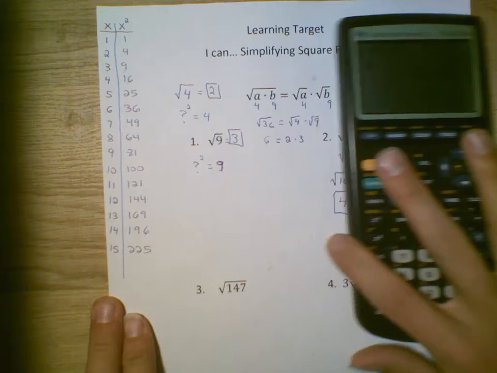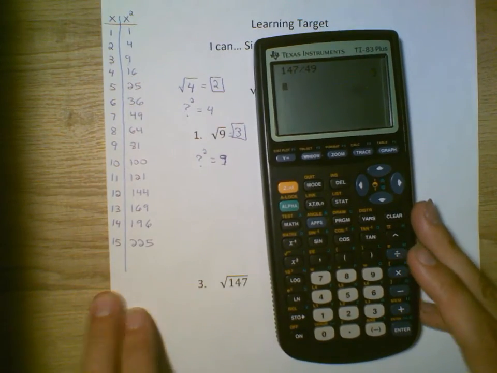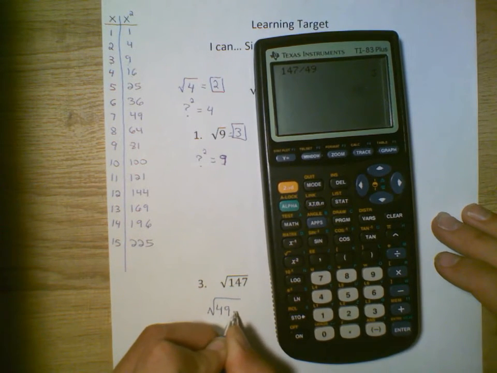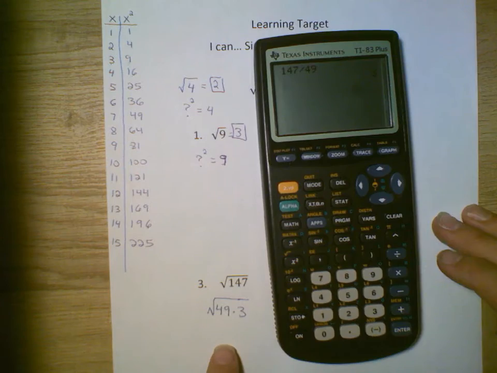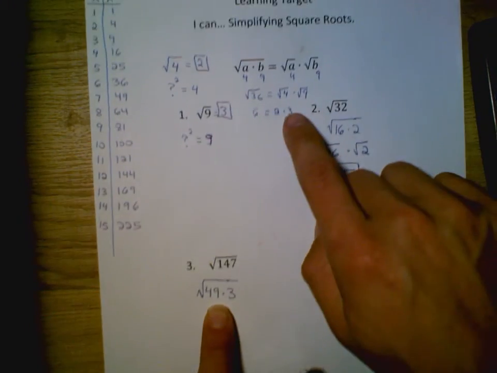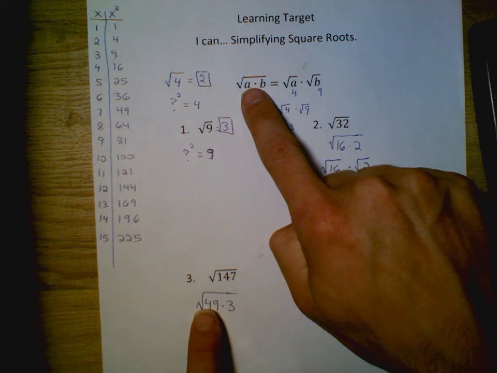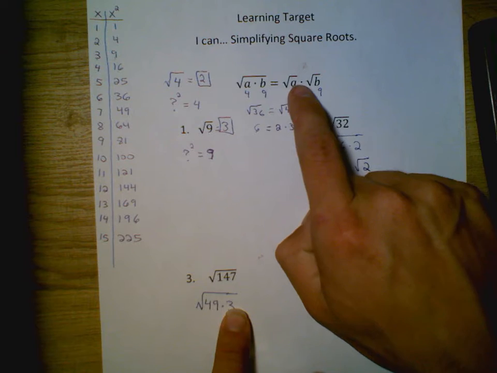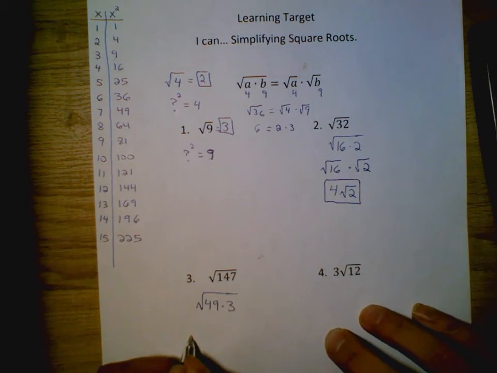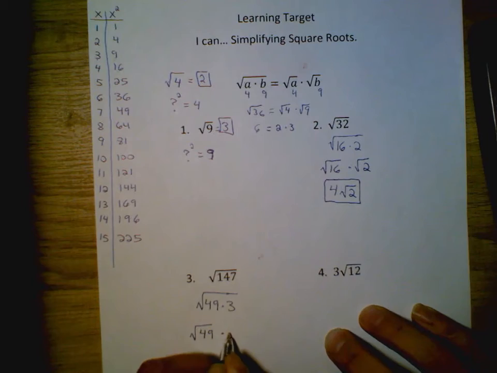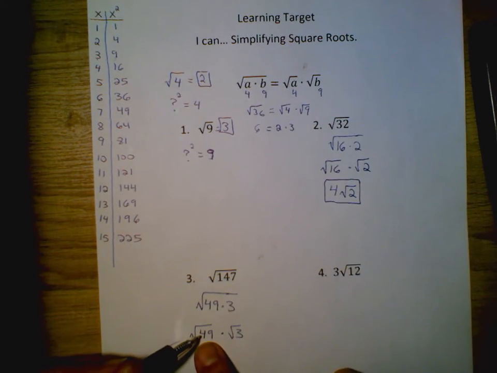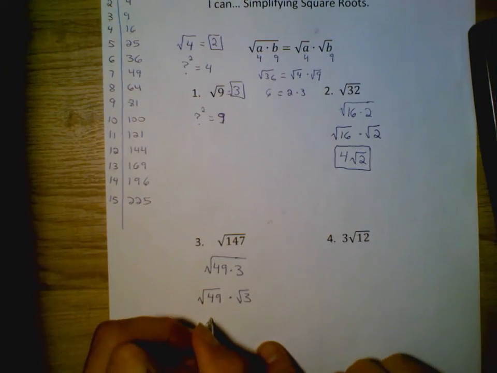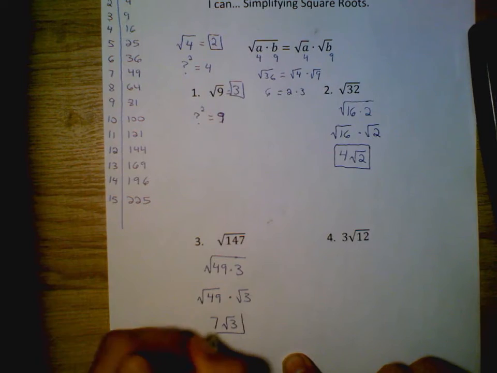So what that tells me is that I can break apart this 147. I can rewrite it as the square root of 49 times 3. Okay. And then just using this property from above, I know that if I have the square root of two numbers being multiplied, that's going to equal the square root of the first number times the square root of the second number. So I can rewrite this as the square root of 49 times the square root of 3. I know that the square root of 49 is a perfect square. The square root of 49 is 7, so I'll get 7 times the square root of 3.